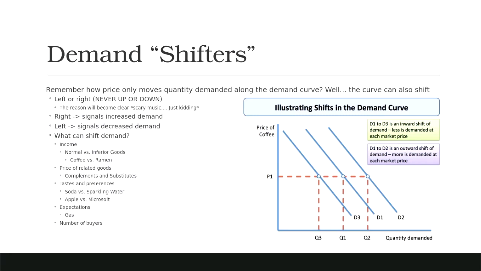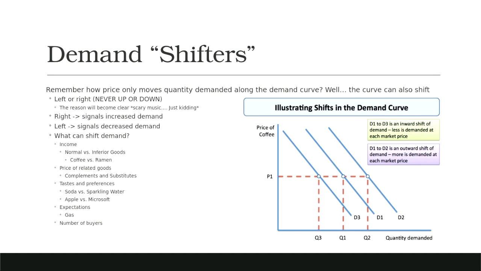And a normal good is a good that you are going to buy more of the higher your income gets. Steak is a classic normal good. Coffee is a normal good. Really good coffee is a normal good. But you also have inferior goods. And inferior goods are goods which, as your income goes up, you're going to buy less of.